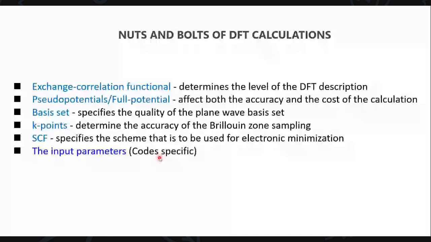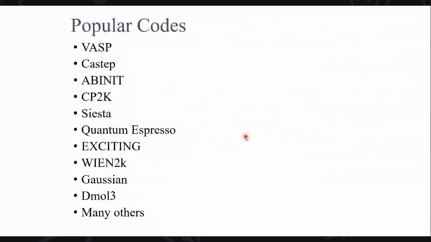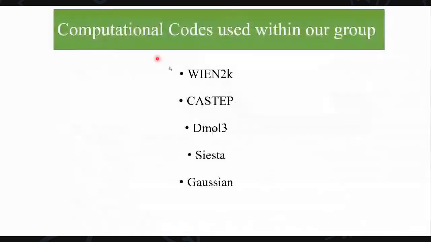There are several popular codes where the density functional theory calculations are performed for different types of results or for the investigation of different types of properties. In our group, we normally use Wien2k, CASTEP, DMol3, SIESTA, and Gaussian. These are the codes we use. So I will present some results that we obtained with the Wien2k code. I will not explain the results, but I will just present what we can obtain using this code.